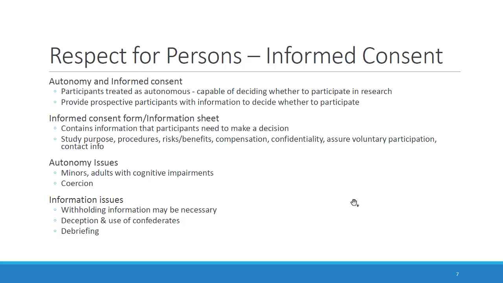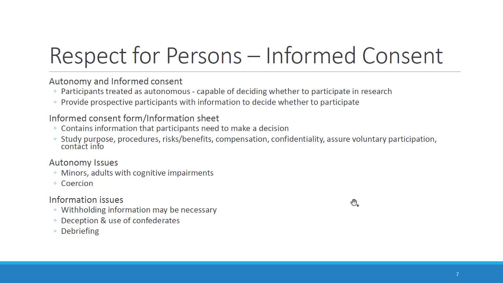The idea behind this is that participants should be treated as autonomous. So what does that mean? It means that they're independent individuals that are capable of making a decision about whether or not they want to participate, and that they're not coerced into participating in any way, that it is completely voluntary. In terms of informed consent, it's the responsibility of researchers to provide prospective participants with information that can help them decide whether or not they want to participate in the study voluntarily.